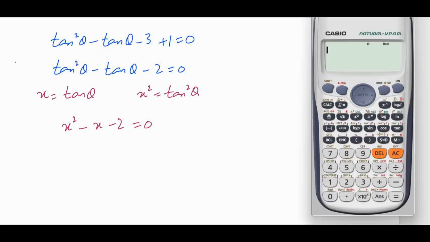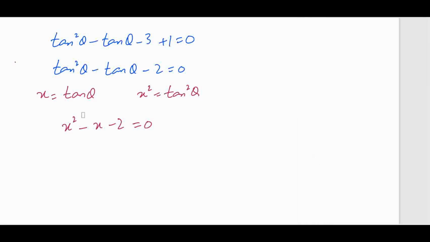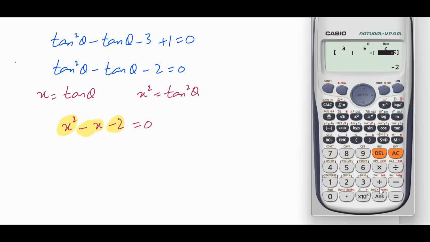Now we can directly solve it on the calculator. Mode 5 3, and then a is 1, b is minus 1, c is minus 2, because we can decide from here that the coefficient of x squared is a, the coefficient of x is b, and the constant is called c. So this will be minus 2, and if we simplify it, x will be equal to 2 and minus 1.